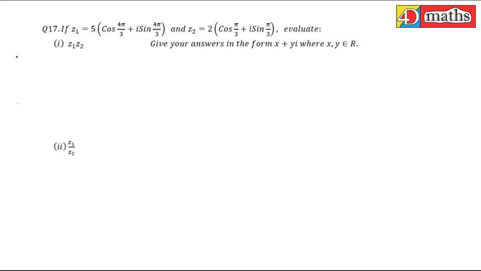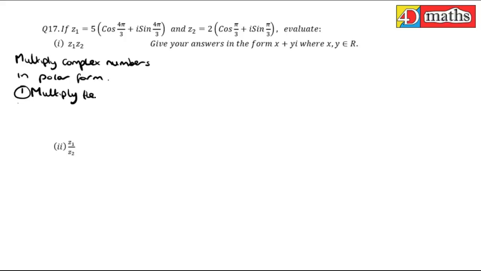If we are multiplying complex numbers in polar form, we do two things. You have two complex numbers in polar form. Number one, you multiply the modulus, and number two, you add the angles.